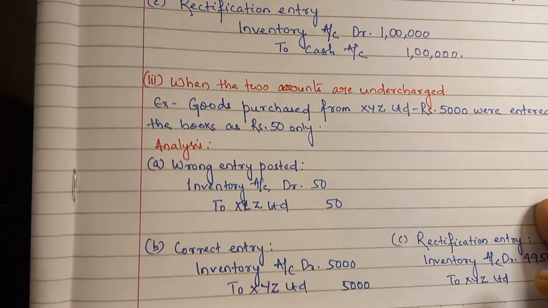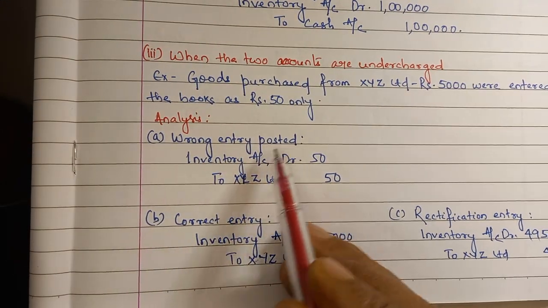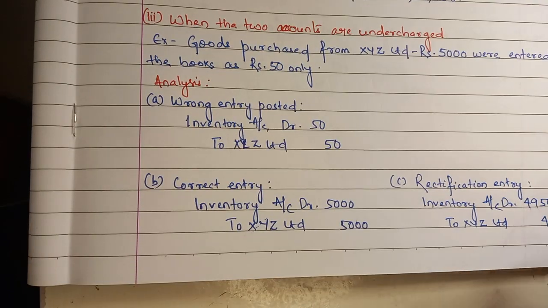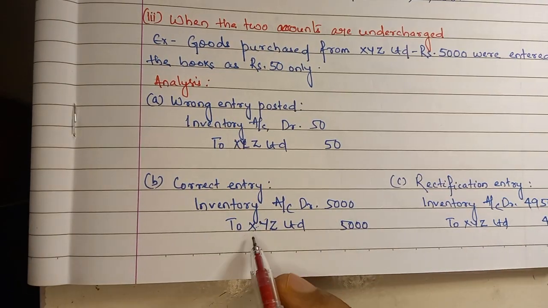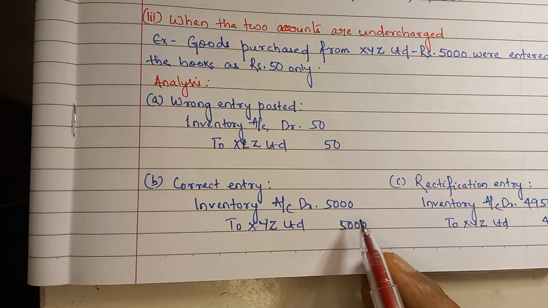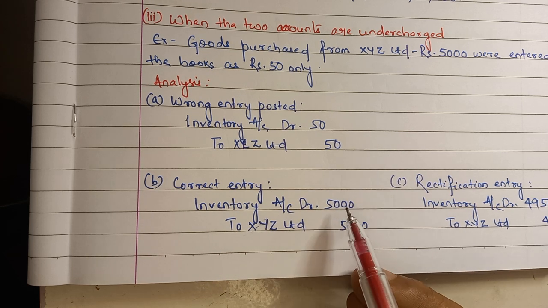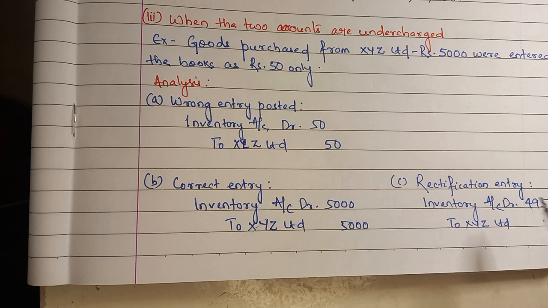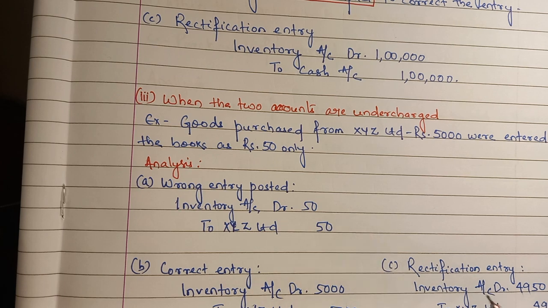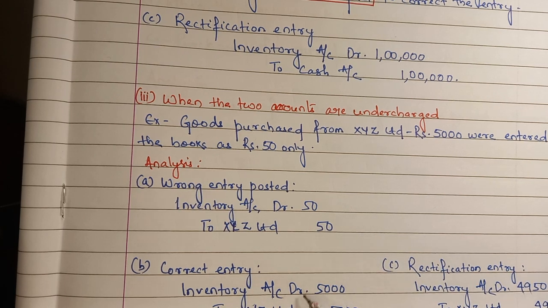So let's do the analysis. Wrong entry posted is inventory to XYZ Limited 50/50, right? What should be the correct entry? Inventory account debited 5,000 to XYZ Limited 5,000. Now what do we have to do to rectify the error? The incremental amount posting we have to do. That is, the rectification entry is inventory account debited 4,950 to XYZ Limited 4,950. So this entry plus the wrong entry, if you add up, then you will end up with the correct entry.